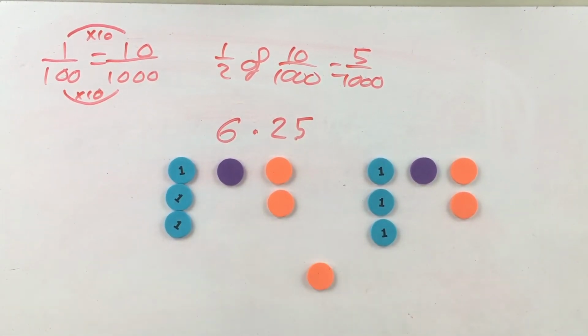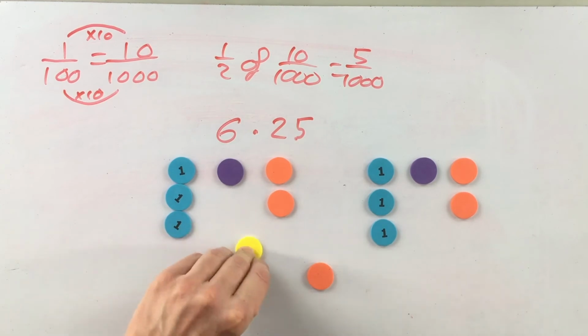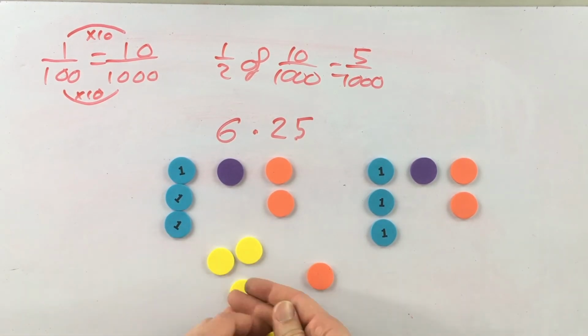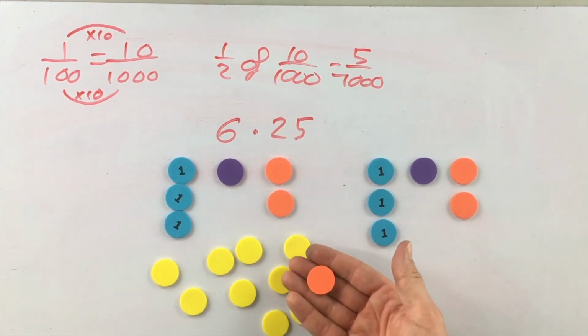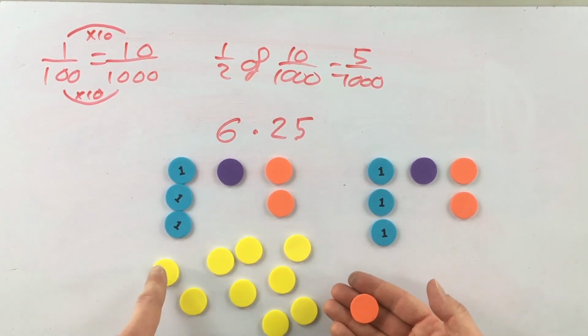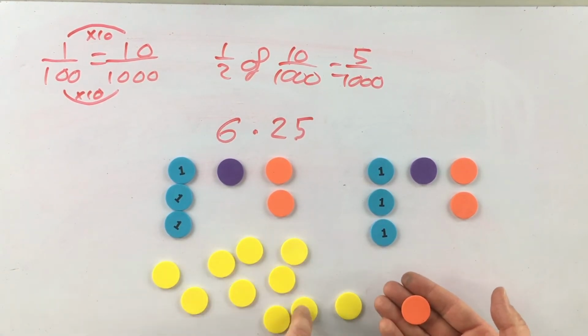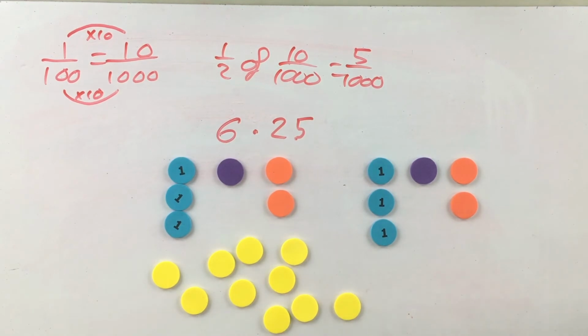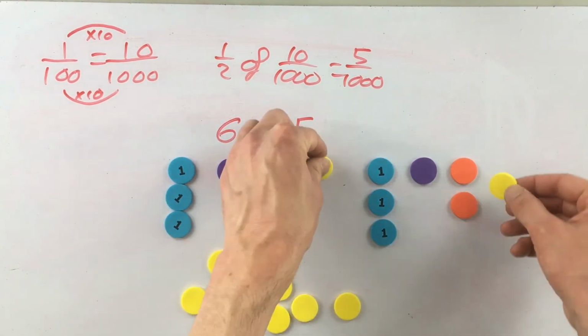To show you that another way, we could exchange this hundredth for 5 thousandths. I'm going to use my 1,000 discs, but I'm going to pretend they're thousandths instead. So this hundredth is the same as 10 thousandths. 1, 2, 3, 4, 5, 6, 7, 8, 9, 10. So I can get rid of that now, and I could split these in half.